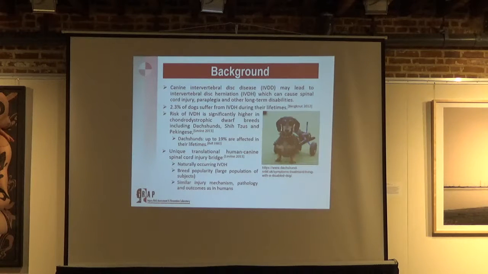So first off, a little background: canine intervertebral disc disease may lead to intervertebral disc herniation, which I'll refer to as IVDH from now on, which can cause spinal cord injury, paraplegia, and other long-term disabilities. 2-3% of dogs suffer from IVDH during their lifetime, so it's pretty prevalent. And this risk of IVDH is significantly higher in chondrodystrophic breeds such as Dachshunds, Shih Tzus, and Pekingese. In Dachshunds in particular, up to 19% are affected in their lifetimes.